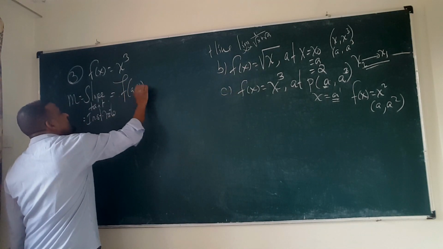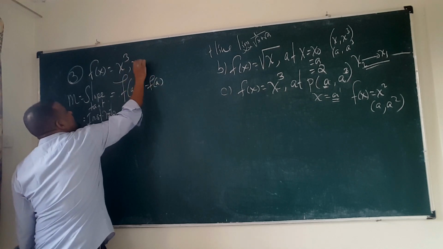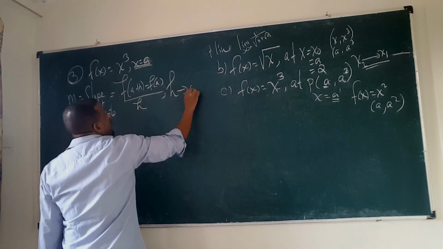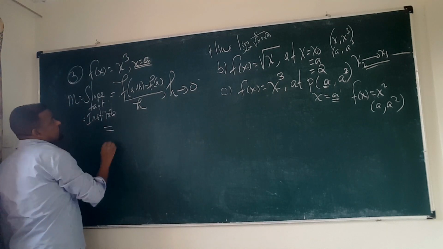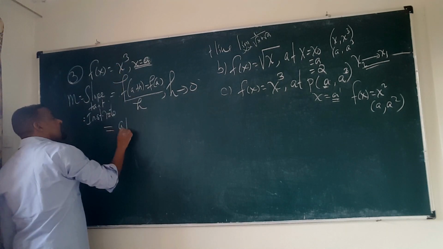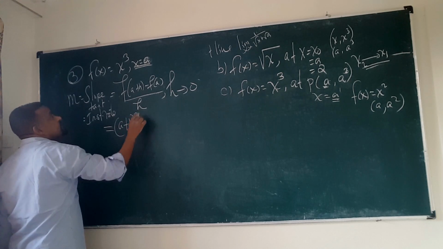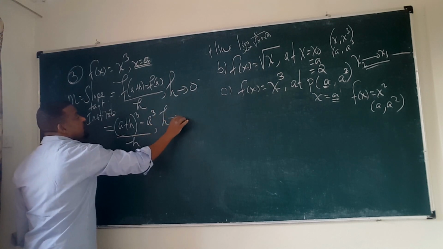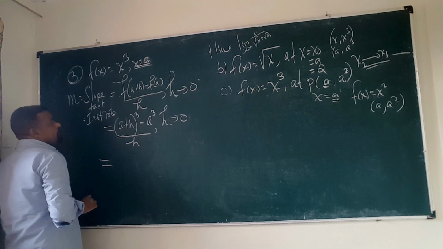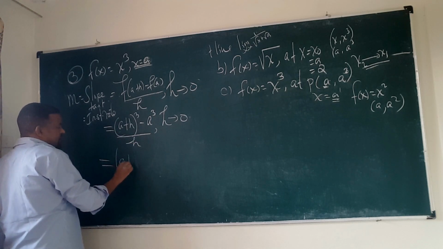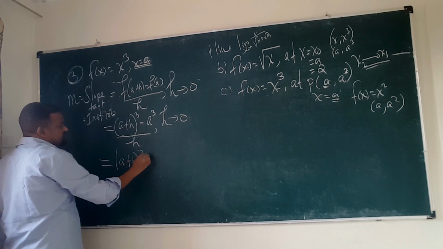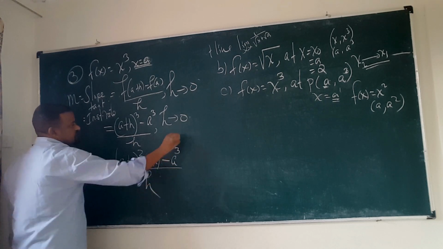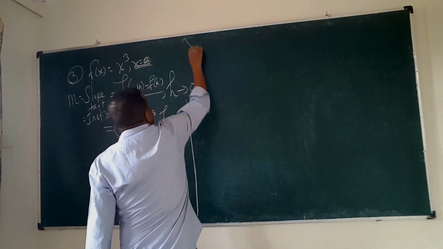Good, so this will be f of a plus h minus f of a, over h, at x equal to a, when h approaches 0. So here we substitute a plus h, the whole cubed, minus a cubed, over h, when h approaches 0. Now we multiply this three times: a plus h the whole squared times a plus h, minus a cubed, of course over h.